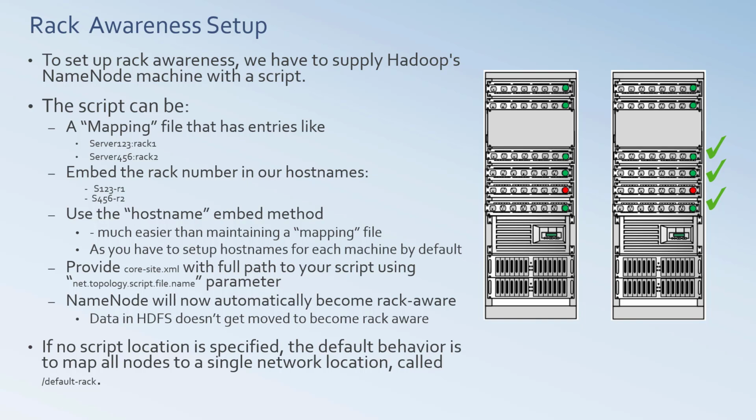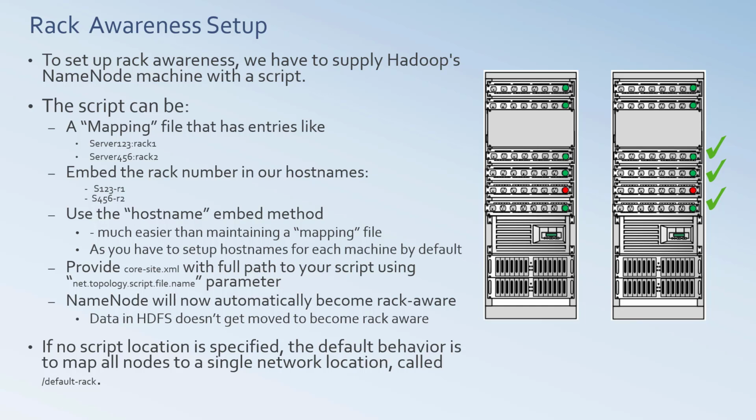It's a whole lot easier in maintaining a mapping file, and you have to set up hostnames for each machine anyway when you're doing the Hadoop cluster setup. So to use the script file, you simply provide core-site.xml, which is one of the configuration files of Hadoop, with the full path of the script you're going to use in the topology.script.file.name parameter. The name node will now automatically become rack aware, and any file writes after that point will be guaranteed to be spread across 2 racks.